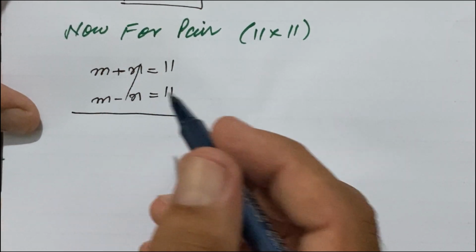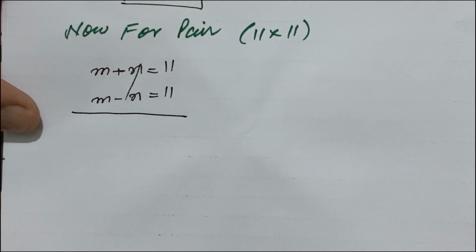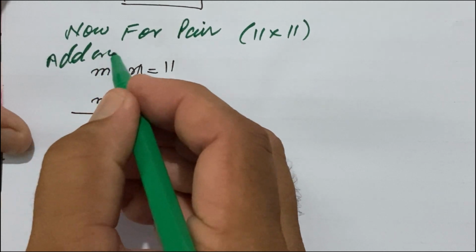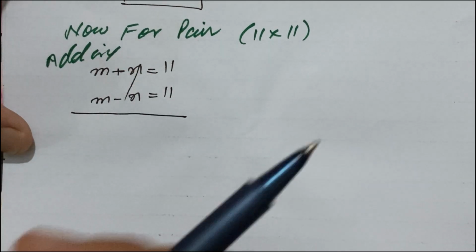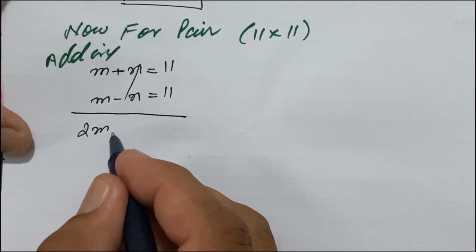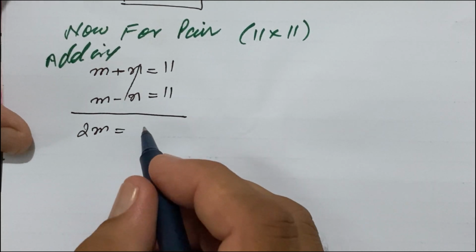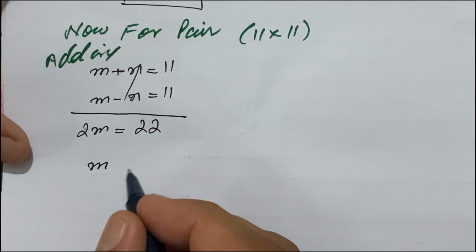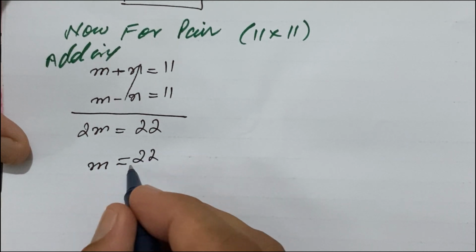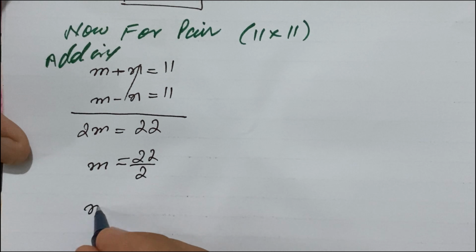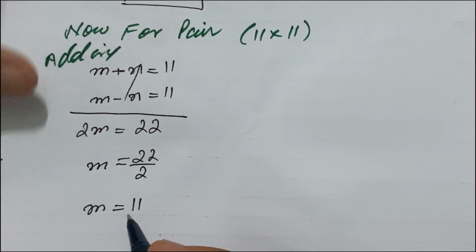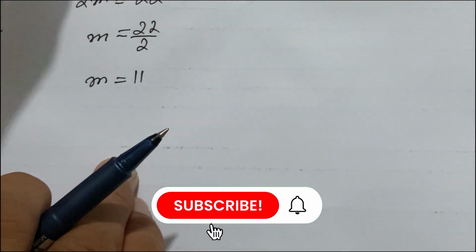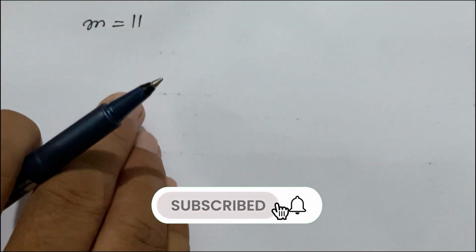Adding, 2m is equal to 22. M is equal to 22 by 2. M is equal to 11.